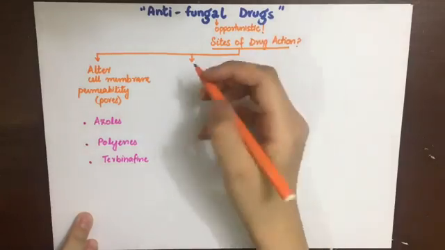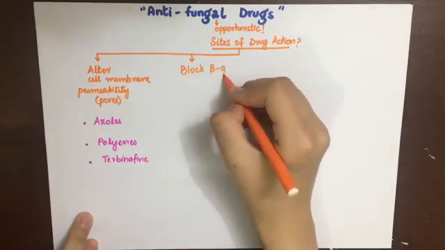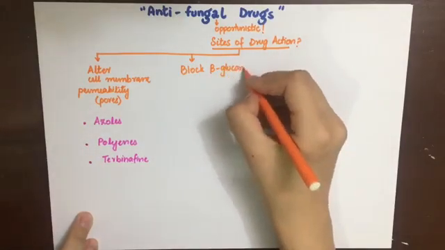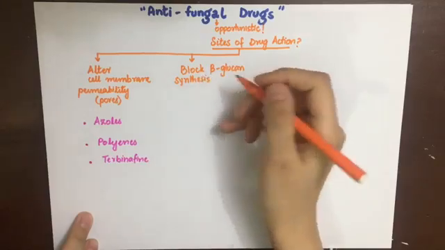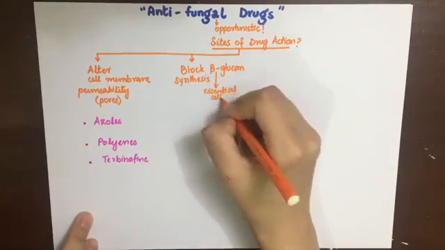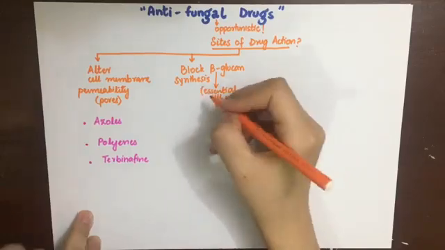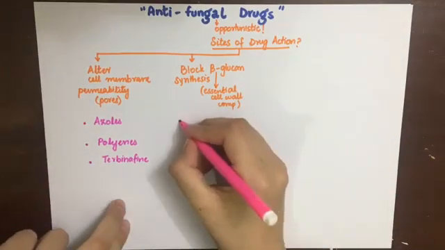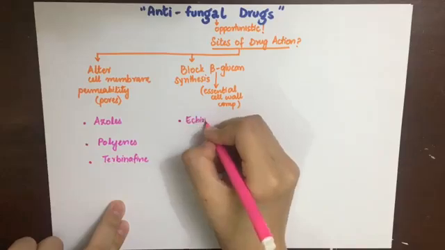Other drugs will block the beta-glucan synthesis in the cell wall of the fungus, which is an essential component for cell wall synthesis. And these drugs include echinocandins, that is, the drugs that end with fungins.